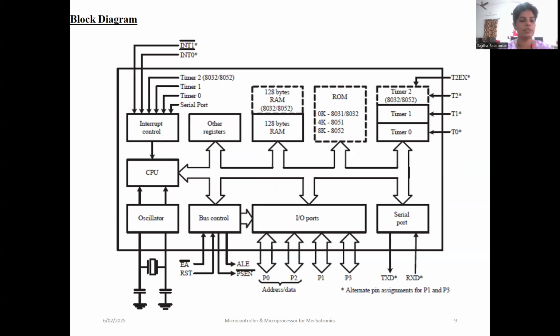This is the generalized block diagram which you can see here. For the block diagram, you can see all these pins and the registers mentioned in the earlier section. You can also see the interrupt control, the registers and the RAM, ROM, the timers, the serial port, the input output ports, the bus control, as well as the oscillator and CPU. About all these we will discuss in the upcoming sessions.